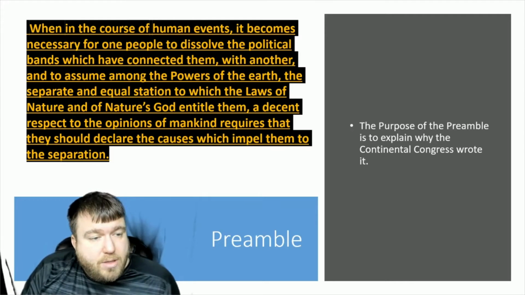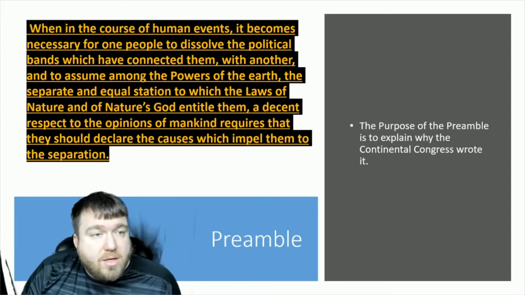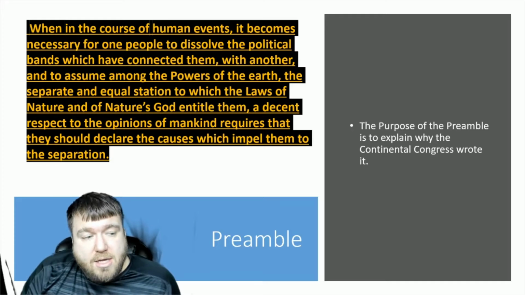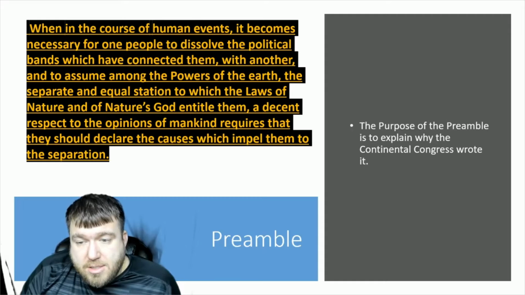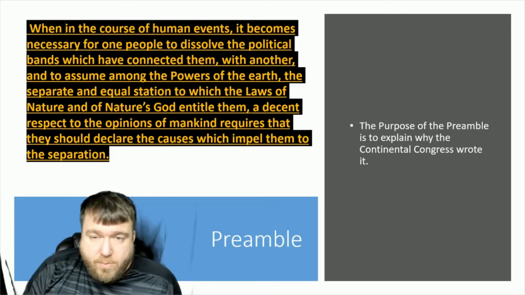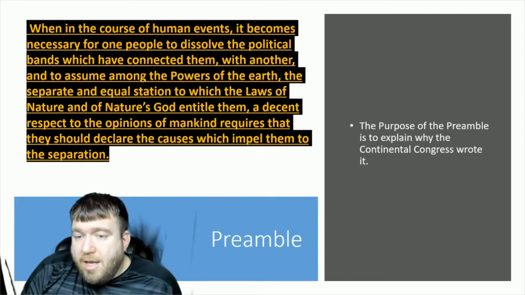The preamble, I have it in its entirety on the slide here, says, when in the course of human events it becomes necessary for one people to dissolve the political bands which have connected them with another, and to assume among the powers of the earth the separate and equal station to which the laws of nature and of nature's God entitle them, a decent respect to the opinions of mankind requires that they should declare the causes which impel them to the separation.